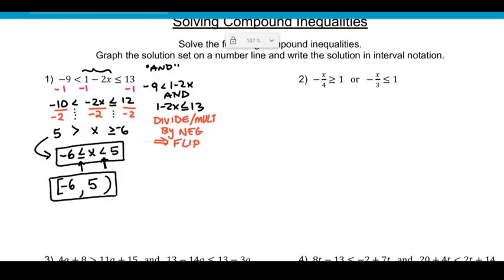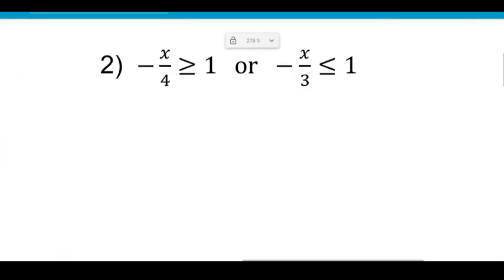Okay, let's try number 2. So this time number 2, it's starting off as an OR inequality, so it's already separated. We have -x over 4 is greater than or equal to 1, or -x over 3 is less than or equal to 1. So we have to actually solve these one at a time because of this word here, or. It's not an and. We can't put them together. So I have to do each one individually.